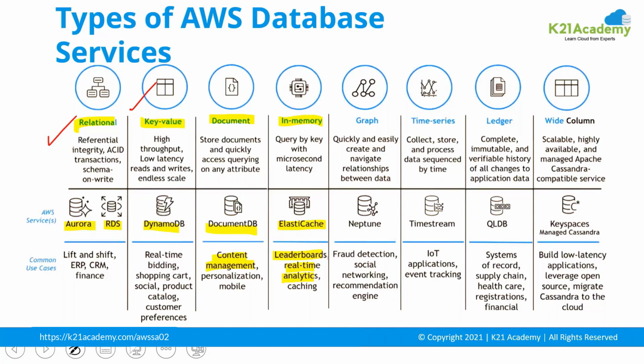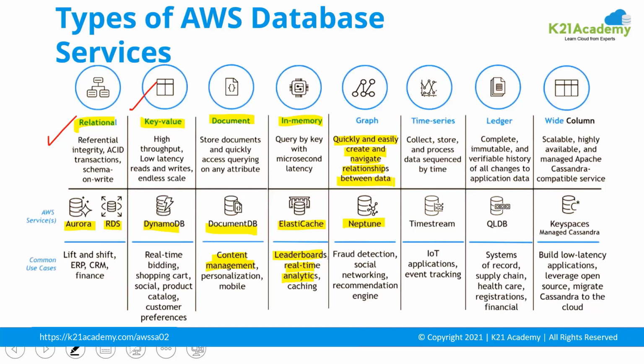So if I have to create any kind of database where I have to store the graphical pattern of certain information, then I'll be using the graph database, which is with the name Neptune, available in Amazon. So if I want to quickly and easily create and navigate relationships between the data, if this goes up, it comes down, so that relational matrix comparison I have to do, then I have to use basically this Neptune service in Amazon.